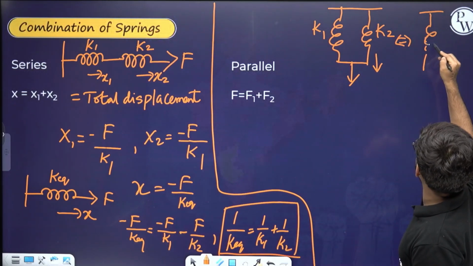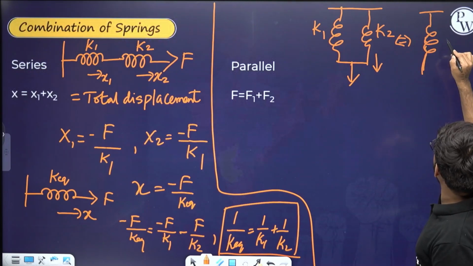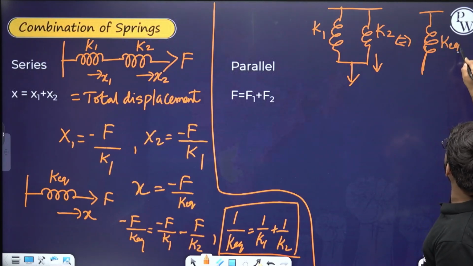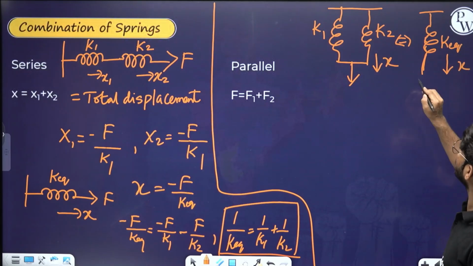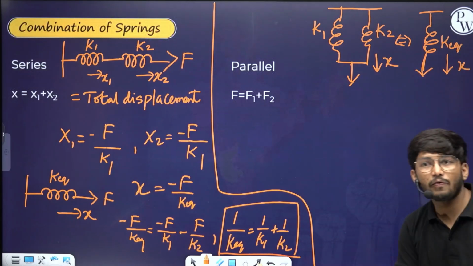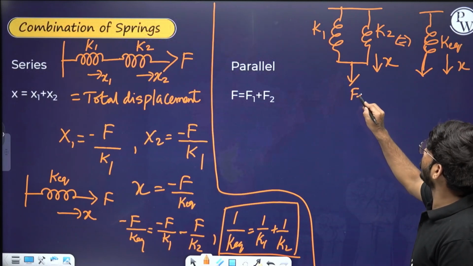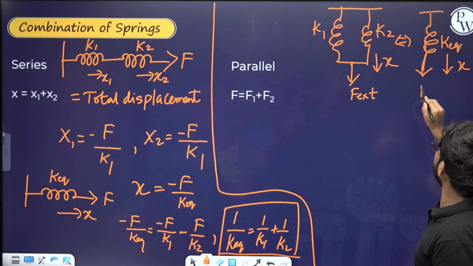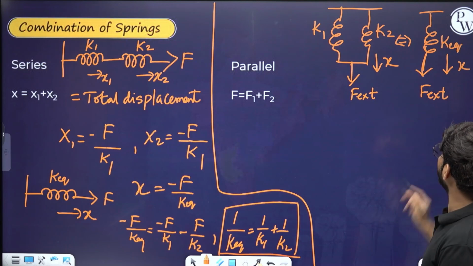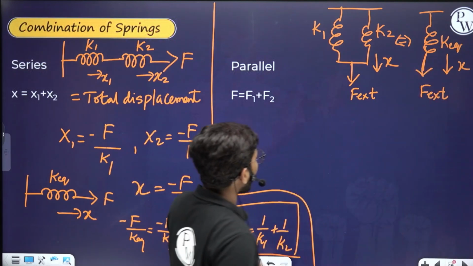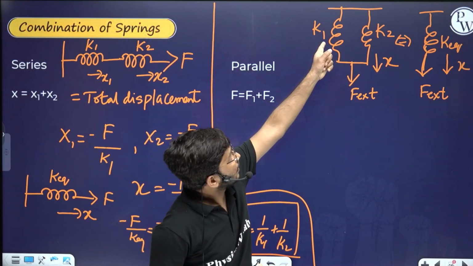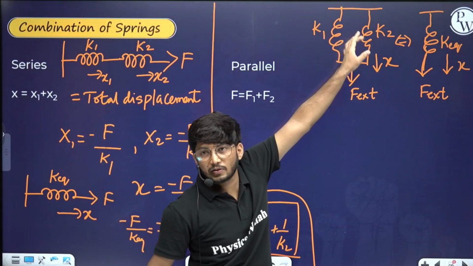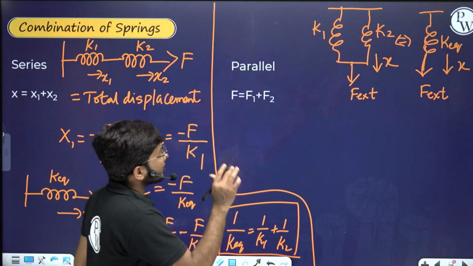So you have a spring with equivalent spring constant K. This has to have the same displacement x under the same F external. Observe here, your F external has to be the restoring force of this one plus this one, then only we can say the body is in equilibrium.